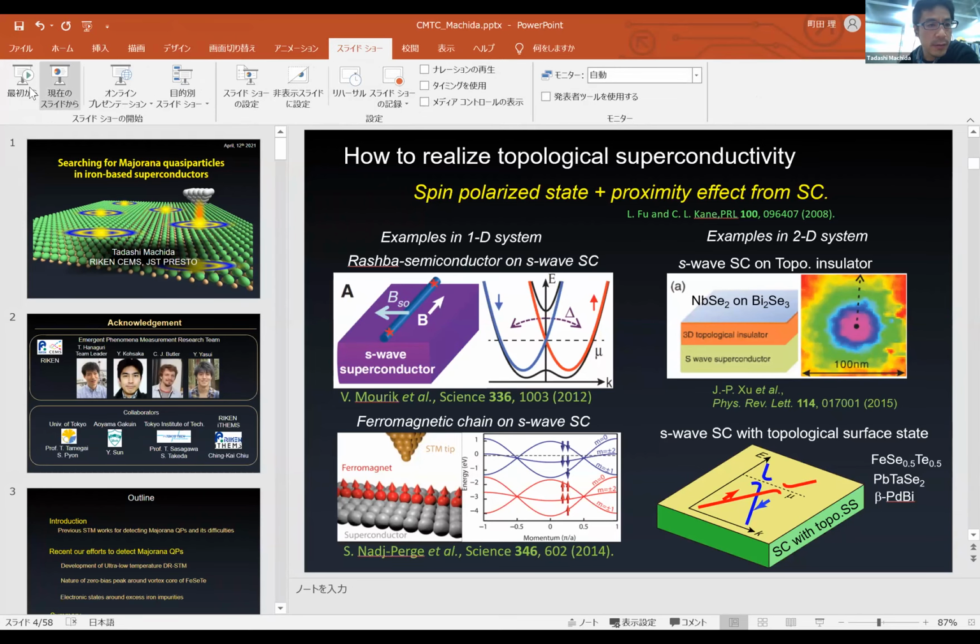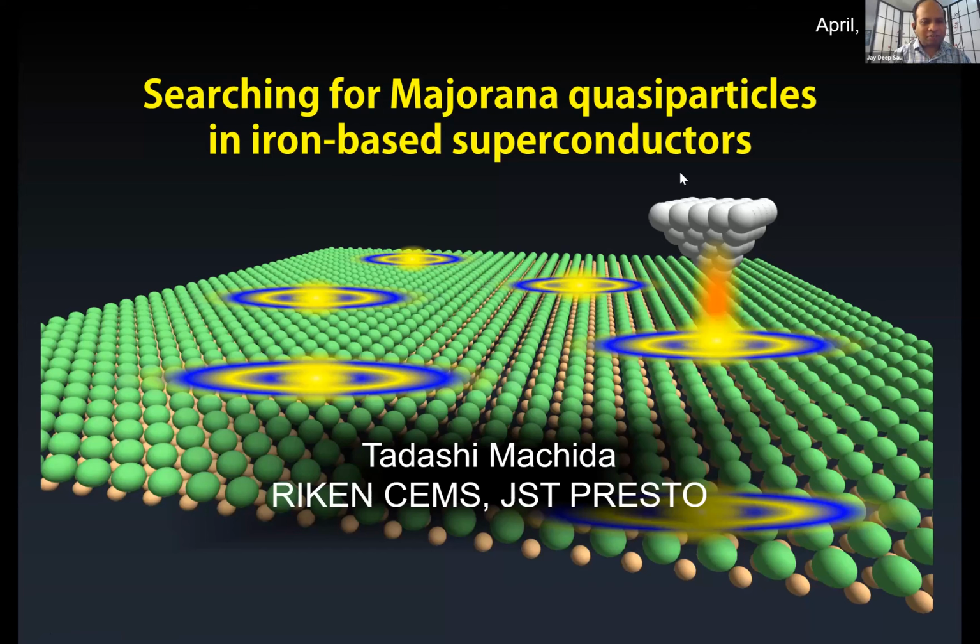Okay. Our next speaker is going to be Professor Machida from RIKEN, and he's going to tell us about another very fascinating platform that Shankar alluded to briefly, which is these iron-based superconductors, which have had, I would think, some pretty amazing progress. So, Professor Machida.